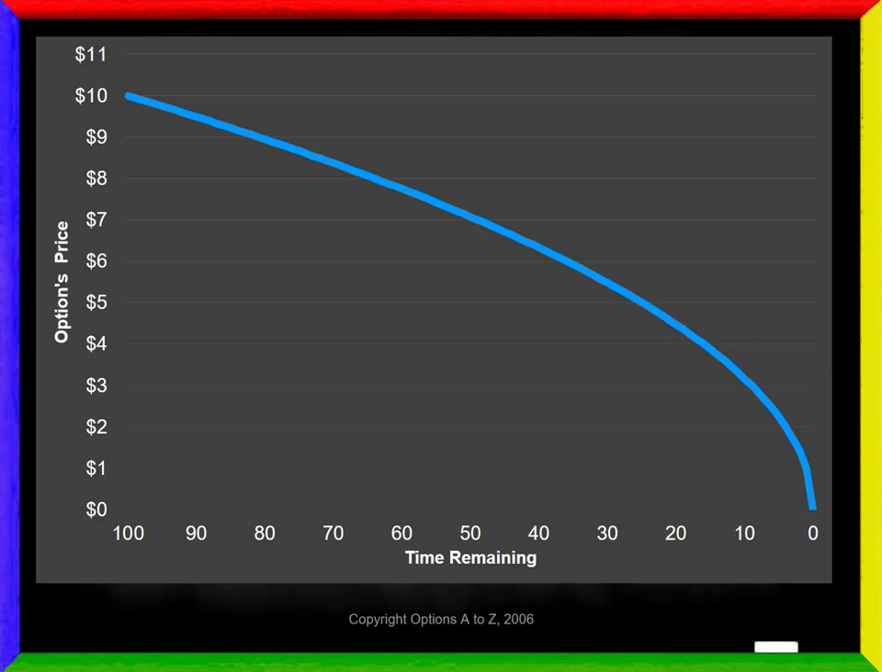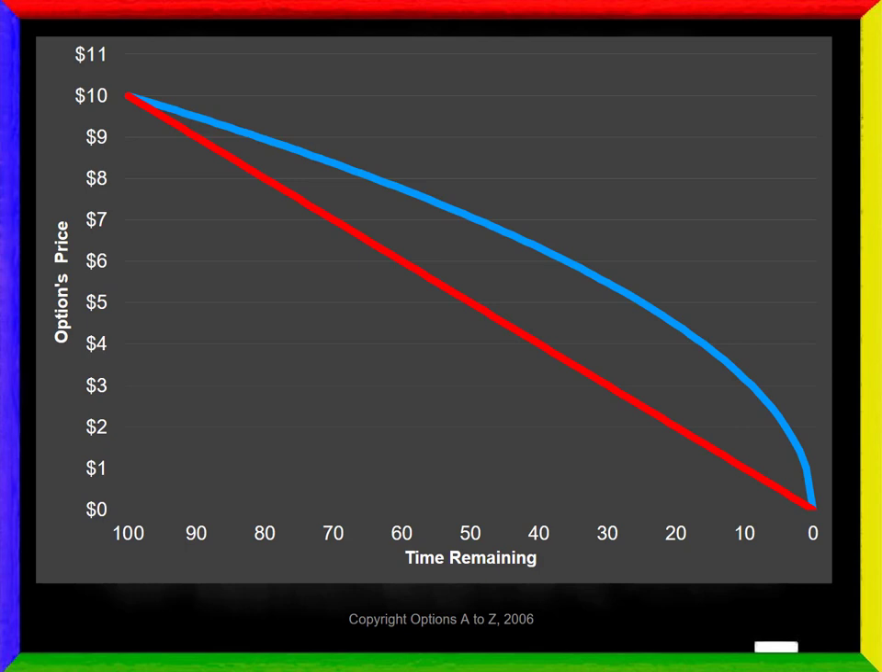However, many new traders think option prices decay in a straight line like this. In other words, they think that when 25% of the time has passed, 25% of the options price has eroded. Or when half the time has passed, half the options price has eroded. This would be called a linear relationship, which just means that the options price decays in a consistent straight line over time. But again, this is not how option prices decay in the real world.